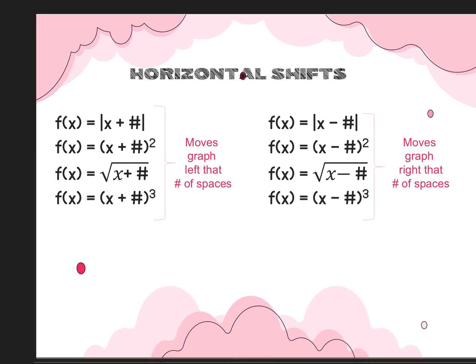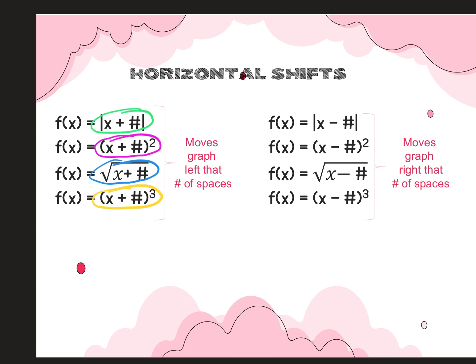Okay, so now we have horizontal shifts. When I think horizontal shifts, where are we moving? To the left and to the right. Look where horizontal shifts occur. This is inside the absolute value. This is inside the parentheses with x squared, correct? This is underneath the radical. Where do horizontal shifts occur? Outside of the function or inside? Inside, okay? It moves the graph left, the number of spaces, it moves the graph right, the number of spaces.